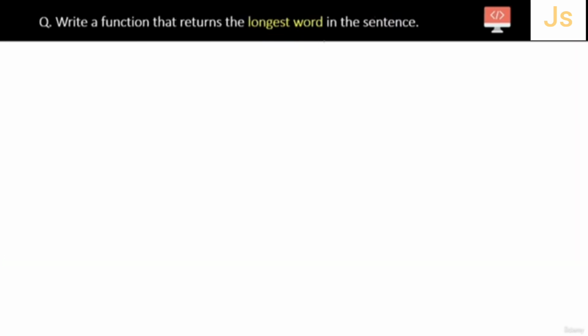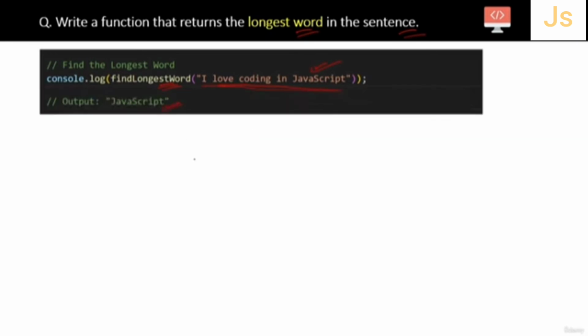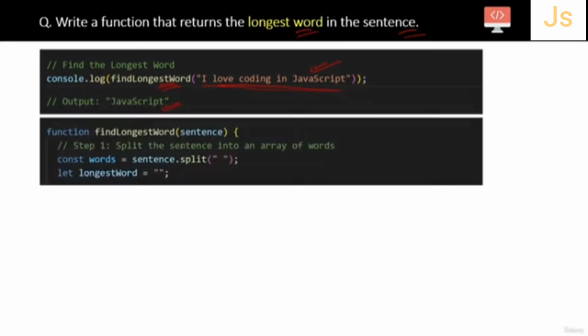Write a function that returns the longest word in the sentence. For example, you have this sentence, and now you have to create a function called findLongestWord, which will find the longest word in this sentence. Here you can see JavaScript is the longest word in the sentence, right? So you want JavaScript as the output. Now for this, first declare the function and pass the sentence as the parameter. The first step is to split the sentence into an array of words by using the split method, and space will be the delimiter here, the separator.